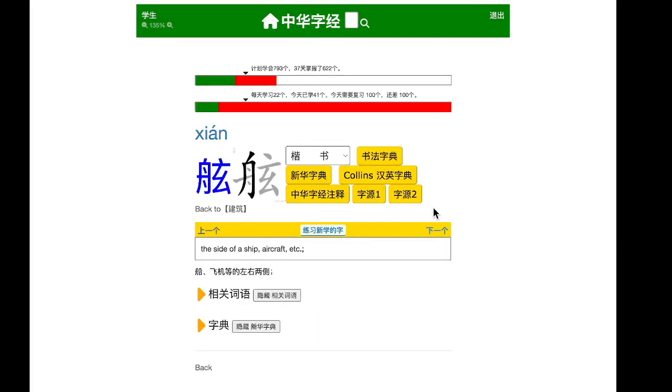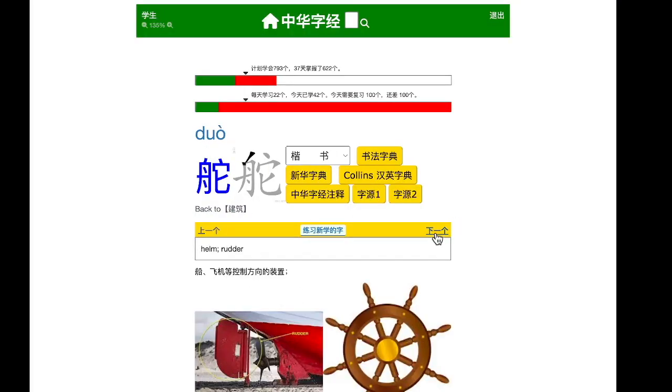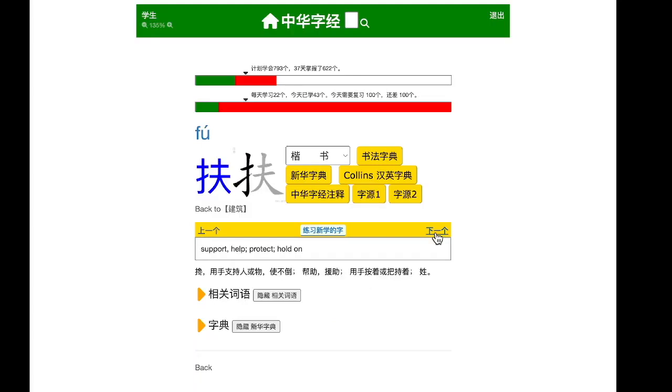Xian. Xian is the side of a ship or aircraft. So this on the side here is for boats. Duo is the helm or rudder, so for steering a boat. Xian duo. Fu. Fu means to support, help, protect, or hold on, like when you hold on to something for stability. Fu.